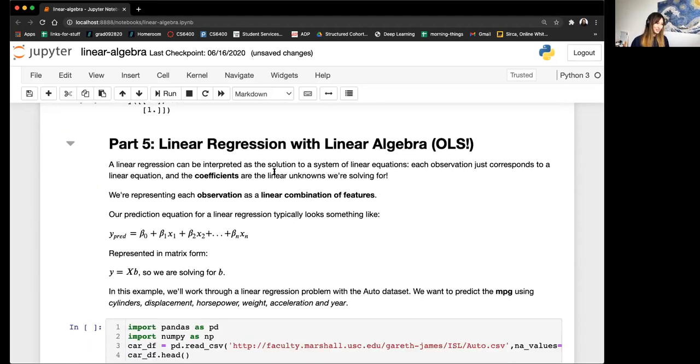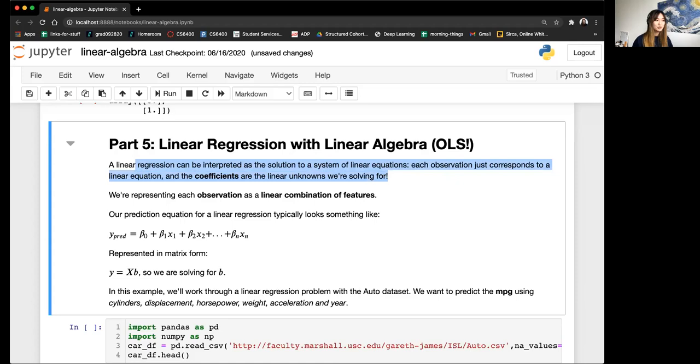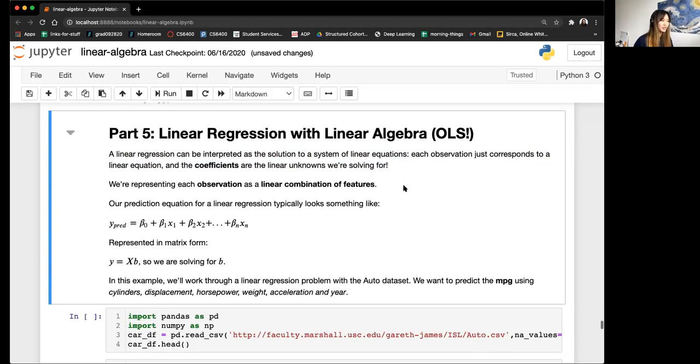So lots of words here, but we're going to walk through it. A linear regression can be interpreted as the solution to a system of linear equations. So basically, each observation is a linear equation, and the coefficients are the linear unknowns that we're solving for. So one thing to remember is that each observation is a linear combination of features.